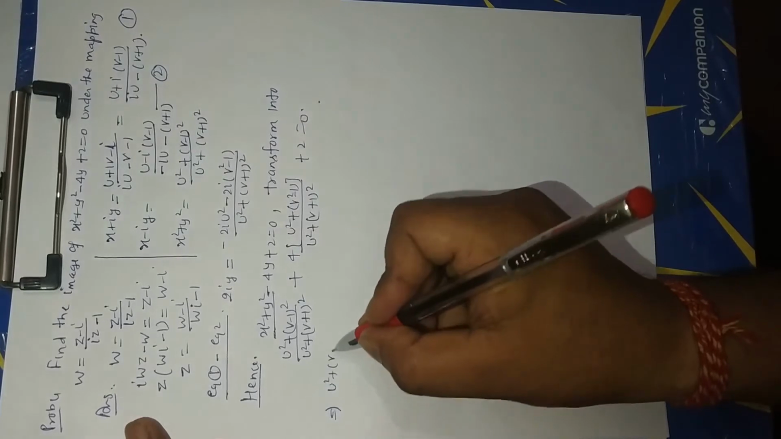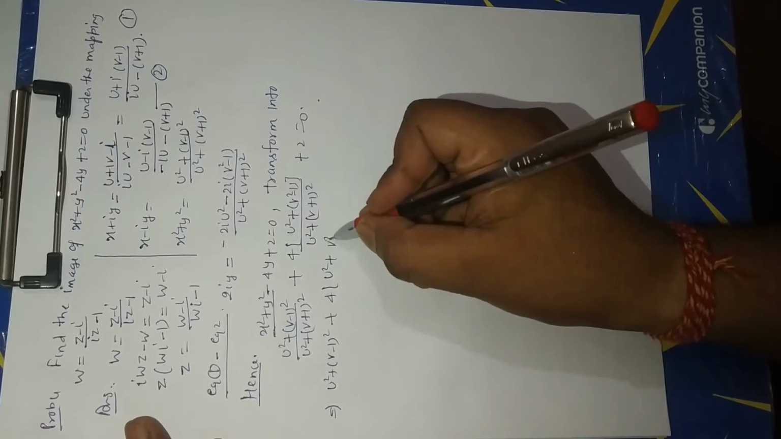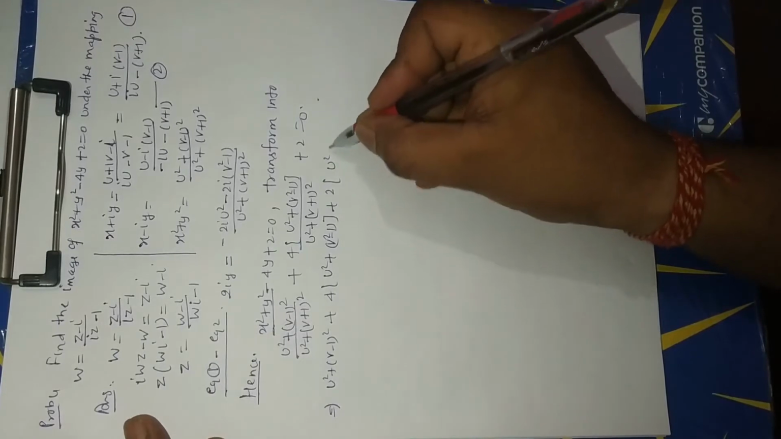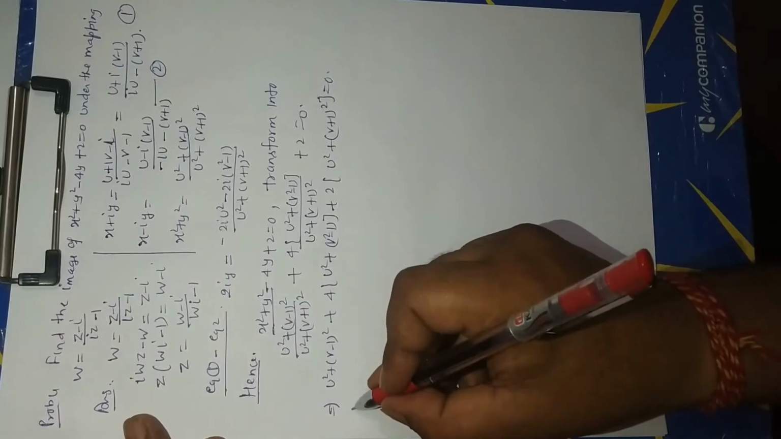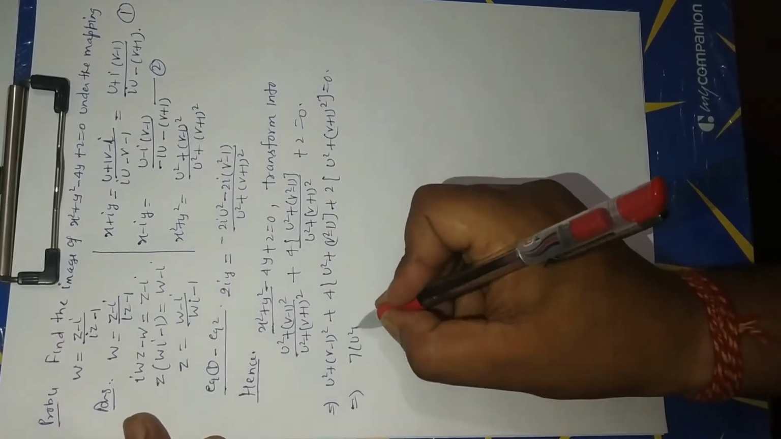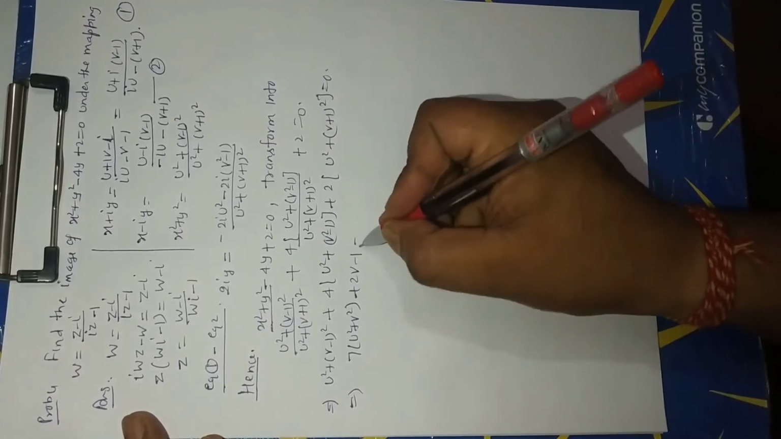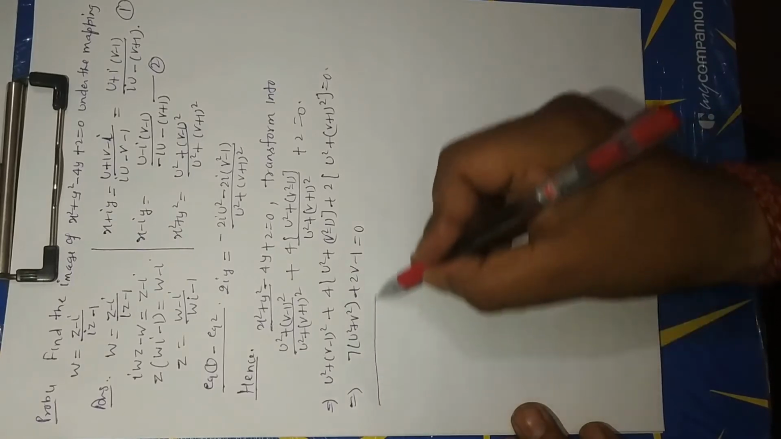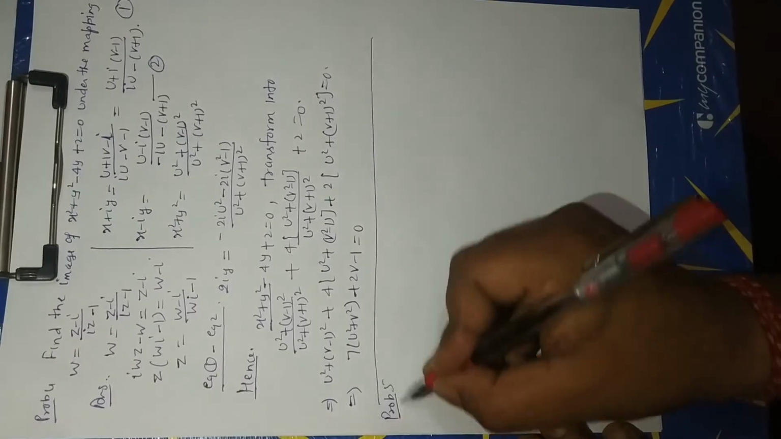This implies u square plus (v minus 1) whole square plus 4 (v square minus 1) plus 2 (u square plus (v plus 1) whole square) is equal to 0. Now solving, we get 7u square plus v square plus 2v minus 1 is equal to 0. This is the image of x square plus y square minus 4y plus 2 equal to 0 in the W plane. Now next problem, problem 5.